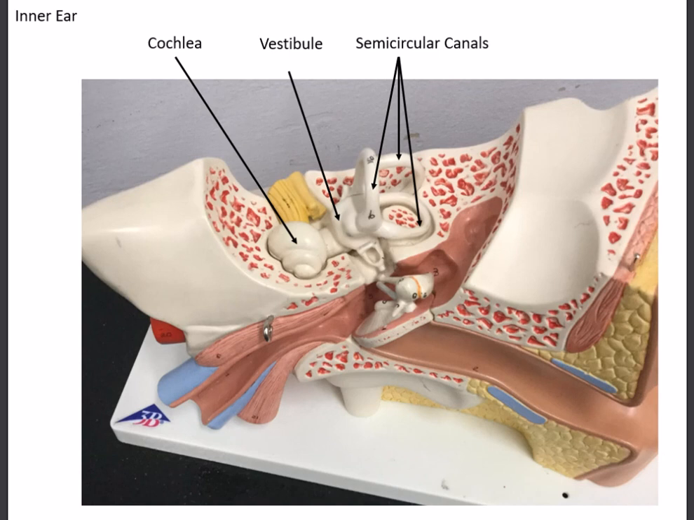All right. So again, this whole part back here is the inner ear, vestibule, semicircular canals, and then finally over here, the snail structure right here is the cochlea. And again, the stapes over here is stimulating those organ cells in the cochlea.